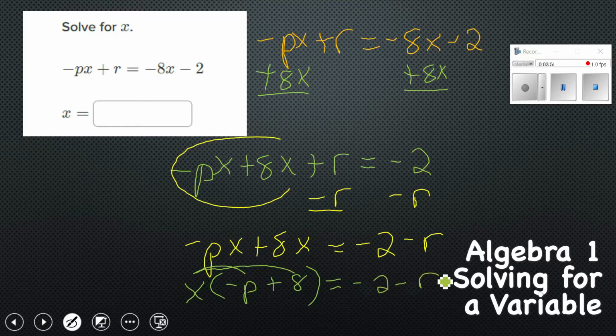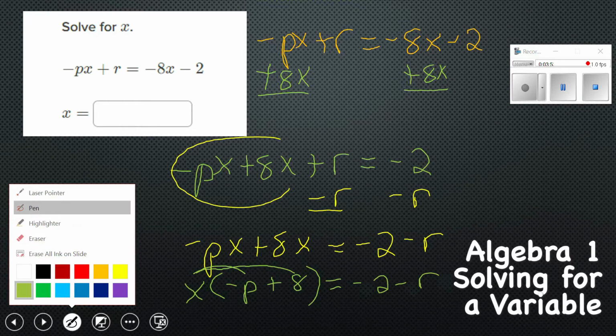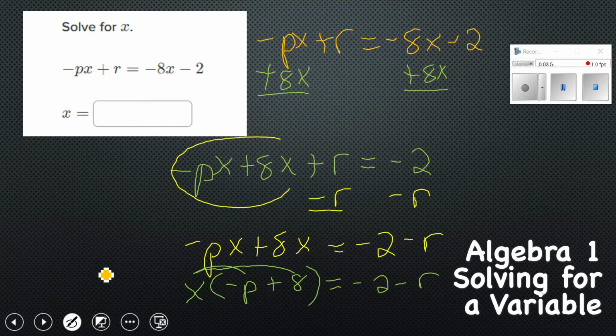Okay, and then our last step here is to get x by itself. And of course, this is multiplication. So we're going to divide this by negative p plus 8 and negative p plus 8. And what we have is our solution.